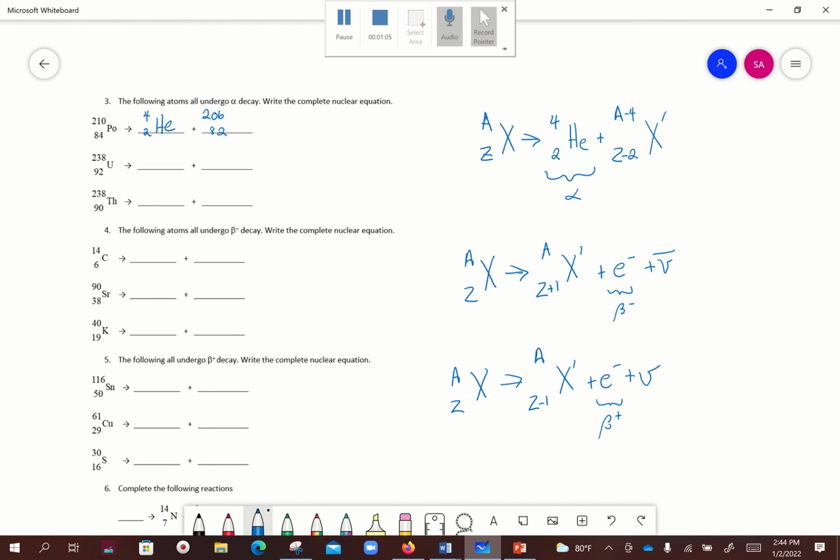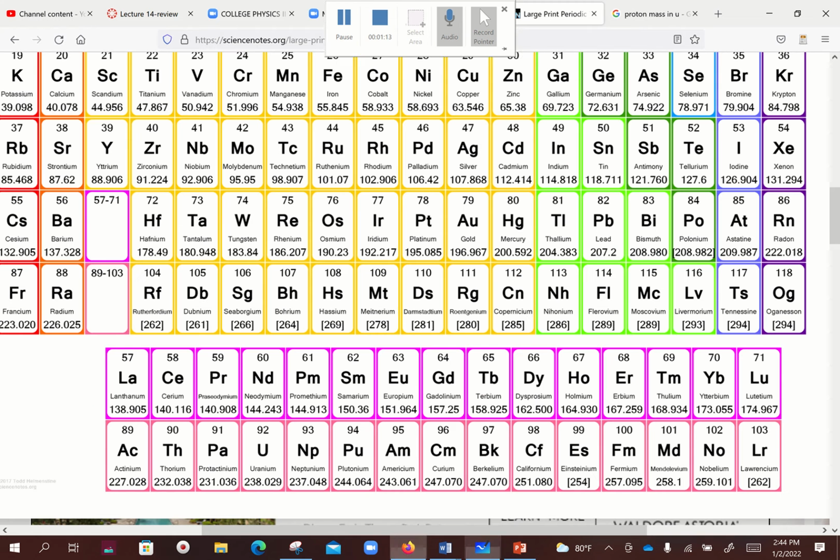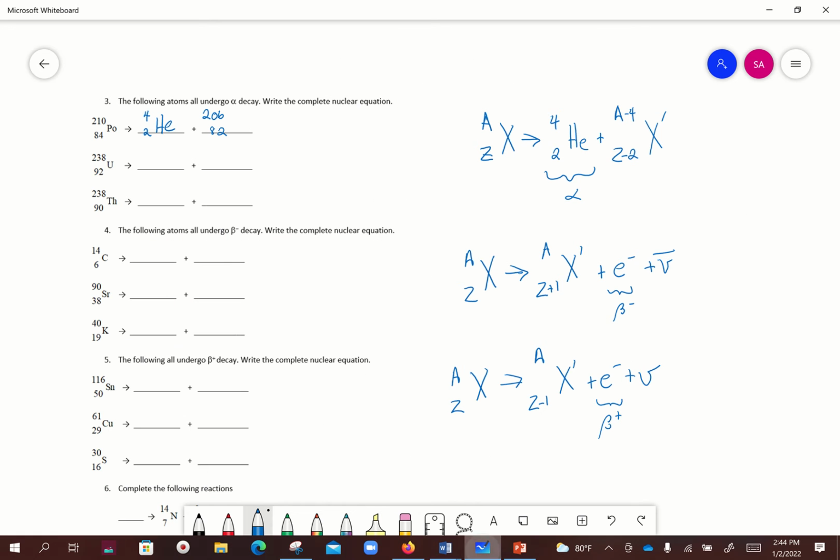So I need to choose my X prime, that's code for the symbol that has a Z of 82, so I go over to my periodic table, and I look, where's 82? 82 is over here. It's lead, so Pb is the symbol. Okay, so it goes to lead plus an alpha particle.